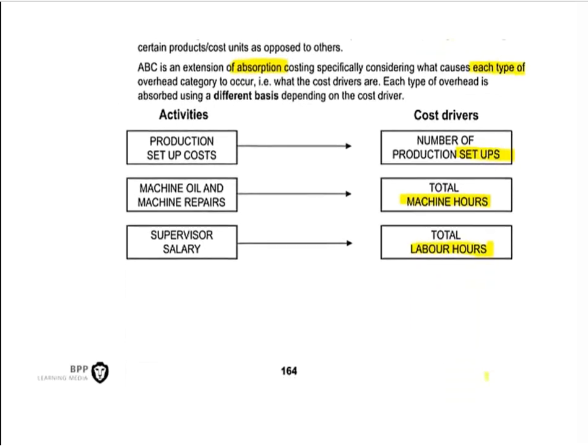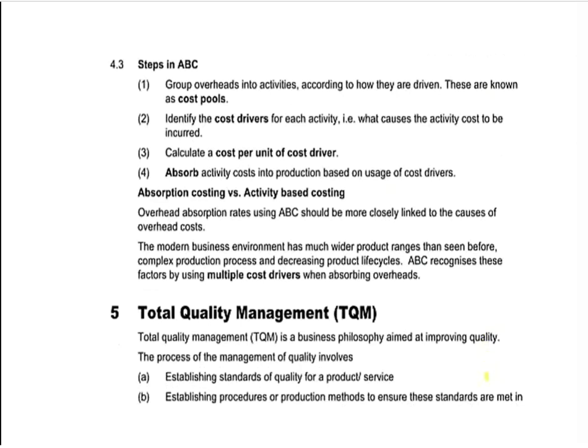So the steps involved in activity-based costing are first of all to group all of your overheads together into cost pools. Think about the cost drivers, so what it is that causes those costs to be incurred, and then work out a cost per unit of each of the cost drivers and absorb those costs based on usage of the cost driver.